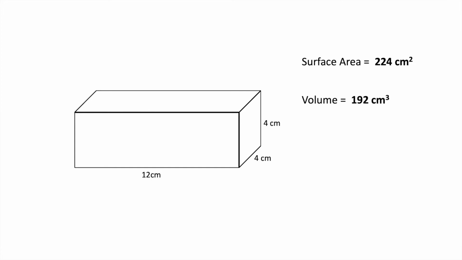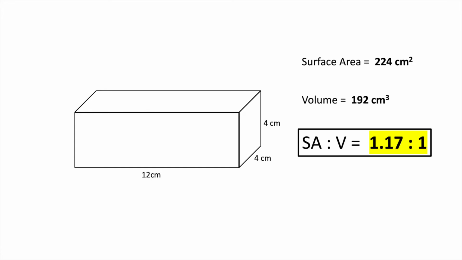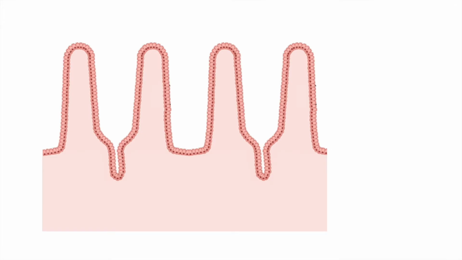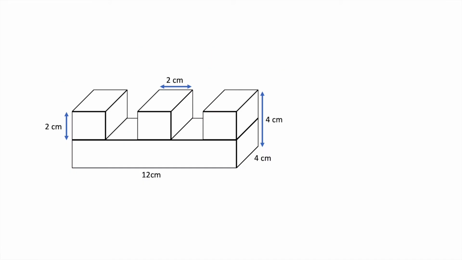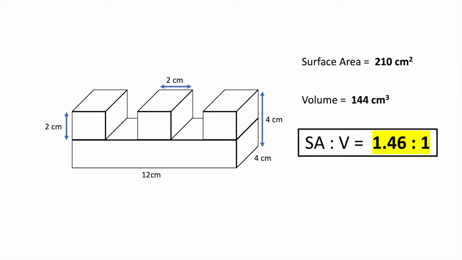If we divide both the surface area and the volume by the volume, you end up with a surface area to volume ratio of 1.17 to 1. This image shows what normal villi should look like in undamaged small intestines. This is a representation of normal villi in the small intestine. So the surface area of these villi is 210 centimeters squared. And the volume of these villi is 144 centimeters cubed. So if we divide the surface area and the volume both by the volume, you get a surface area to volume ratio of 1.46 to 1.